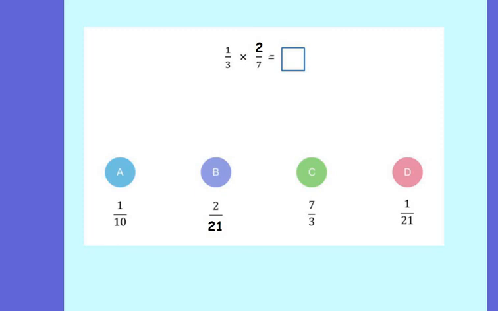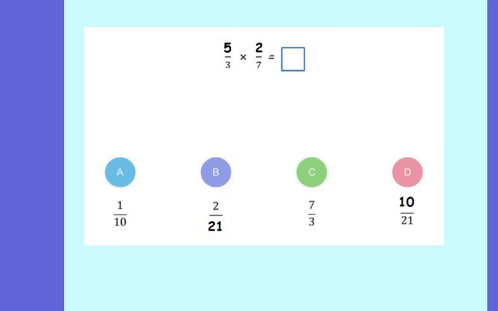How about now? What's changed? Let's go through it. On the top, I've got 1 times 2, which gives me 2. And on the bottom, I've got 3 times 7, which gives me 21. So the correct answer was B.